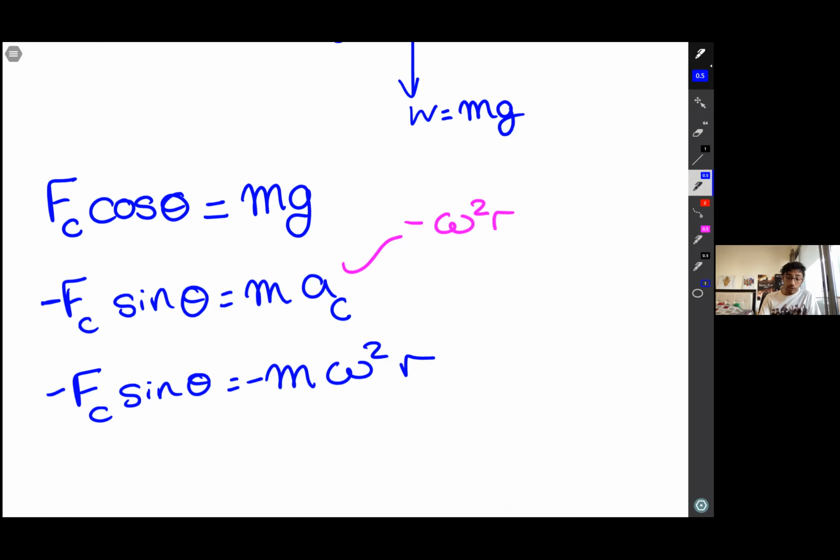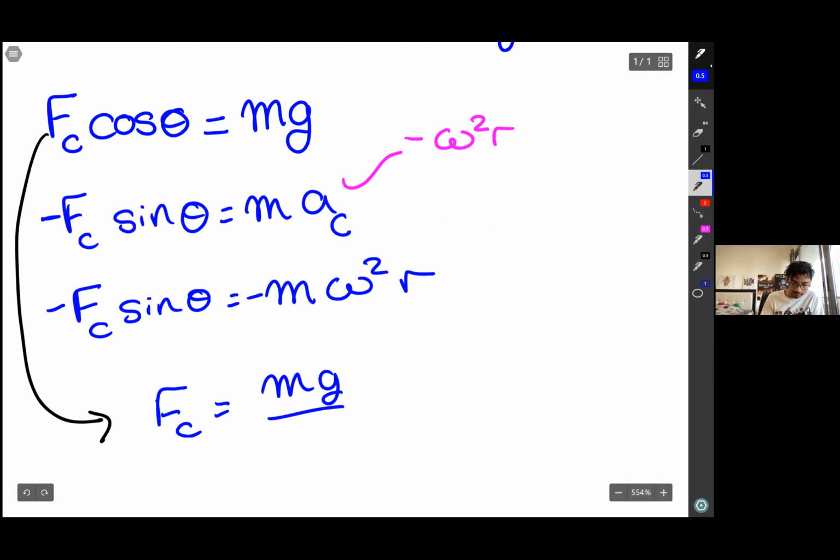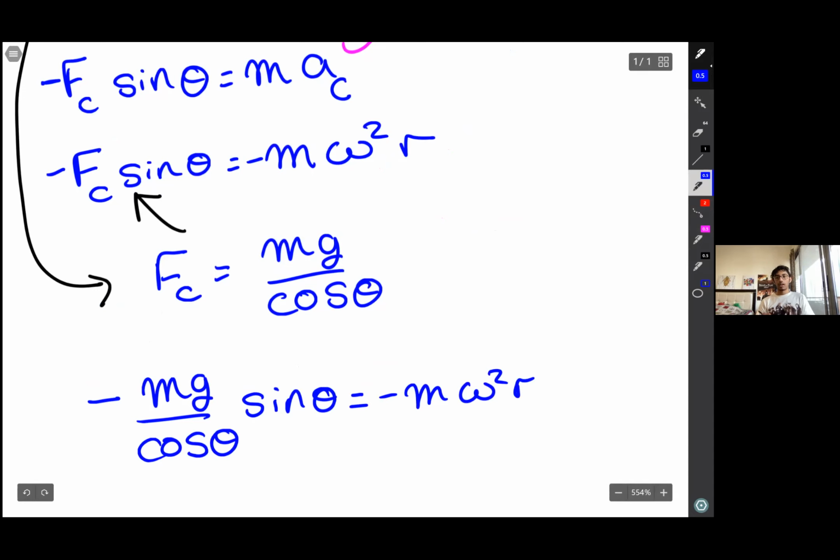Now, from the first equation, we can figure out what Fc is. If I bring this down here, and divide by cosine theta on both sides, Fc is mg over cos theta, which I can now substitute over here. I'll get that negative Fc, which is mg over cos theta, multiplied by sine theta, is equal to negative m omega squared r. However, we're not given r, so we cannot answer in terms of r.